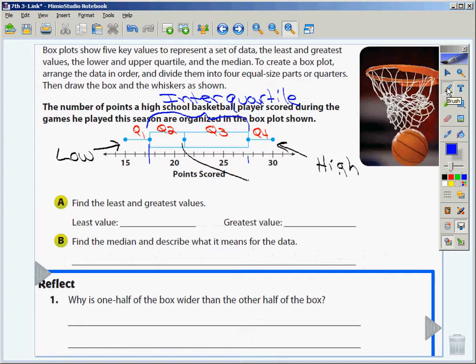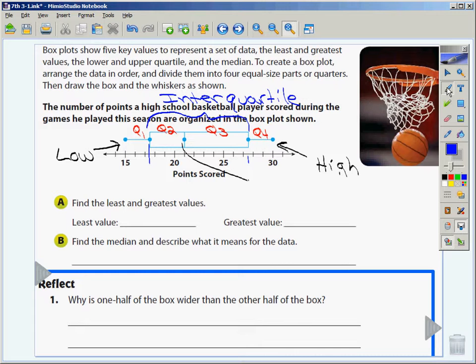So, on the reflect, why is 1/2 of the box wider than the other half of the box? Be careful before you answer. Why is Q3 longer than Q2? What would make that happen? Anybody want to take a guess at it? This is on the reflect number 1. Why is 1/2 of the box wider? Q3 is wider than Q2.